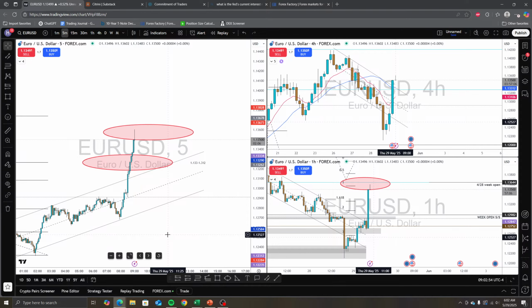Alright. Oh, look, a new 4-hour print as well. Definitely broke that channel. Definitely broke the 20 SMA. Definitely has some strength to it. Definitely showing some bears coming in the market. Man, I want to short crypto right now.